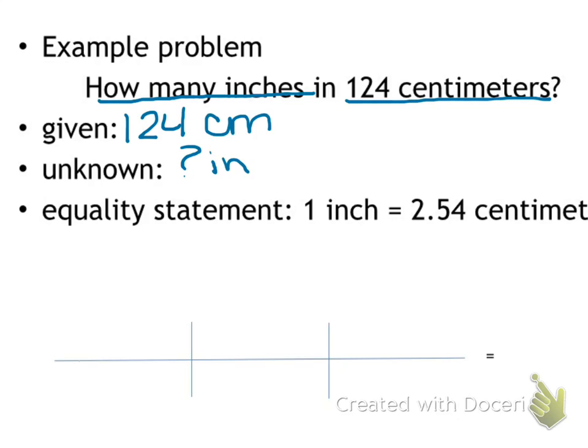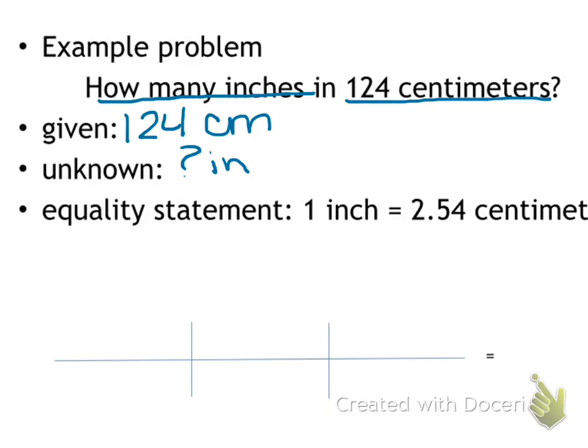I noticed that for some reason my equality statement has two lines in it. I don't really need those 2 lines. So I'm going to see if I can cover this up. No, maybe I can't. So I don't need 2 conversions. I just need 1 conversion factor here.